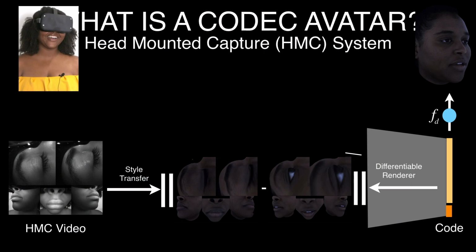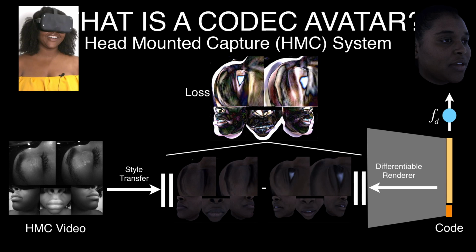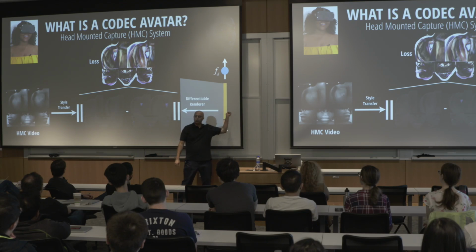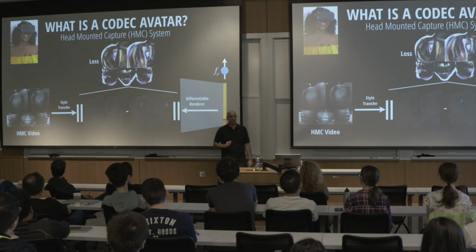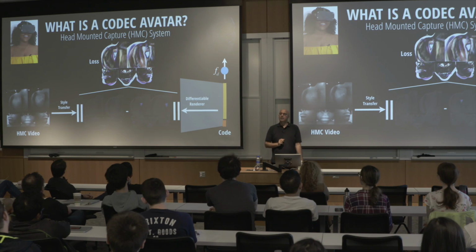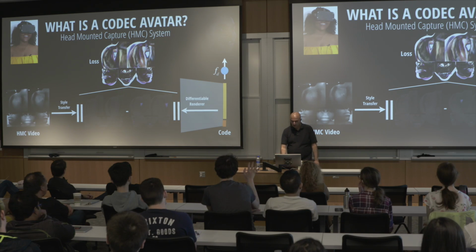And that looks like this. What you're seeing here is a pixel-wise difference between these images and these images. If we can find the right code, the thought is that it minimizes this difference, and that you would have found the right state of the person underneath the headset. All right, so let's see what that looks like.